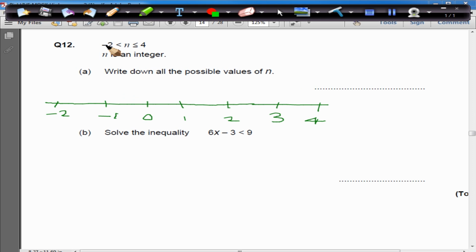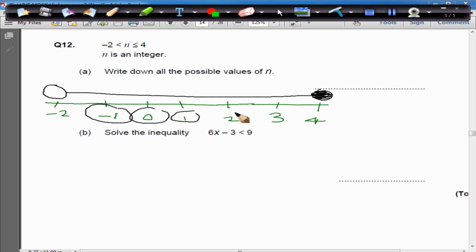Now the question says that n must be greater than -2, so we have an empty circle over here. But n must be less than or equal to 4, so we can have a solid circle over here. So we need to connect them up. That's the inequality. So it's more than -2 this way, but less than or equal to 4 this way. We're looking for all the whole numbers covered by this inequality: this, this, this, this, this, and this. So what do we write down here? We make a list: -1, 0, 1, 2, 3, 4.